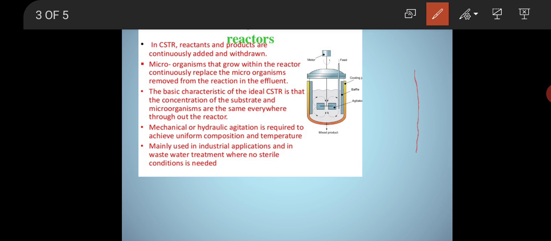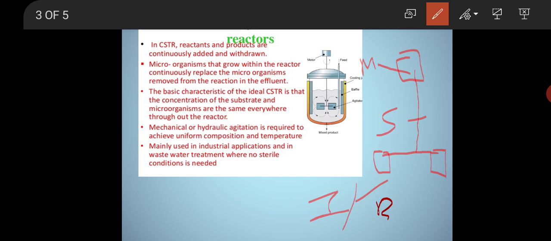So yes, this is the motor. At the top, the motor has been there. The straight line is the shaft of that agitator, and these two are the impellers, or we can say blades, for the mixing. So this is the typical design of the agitator.